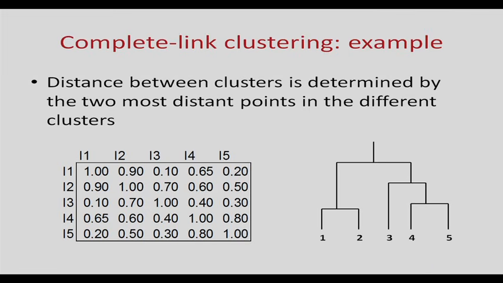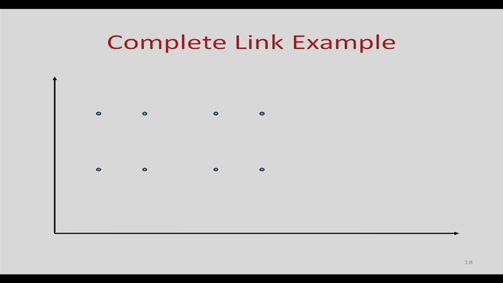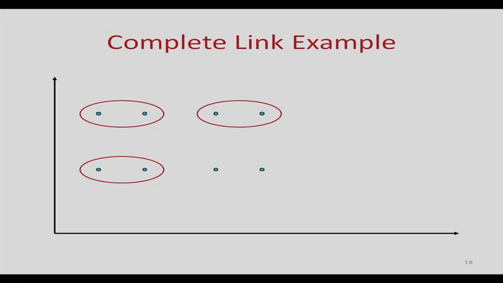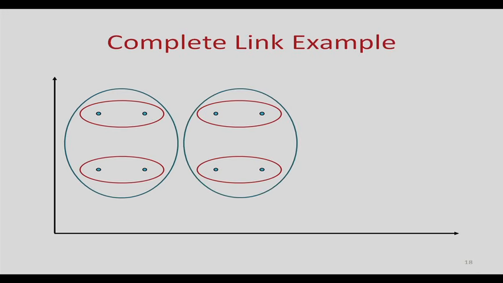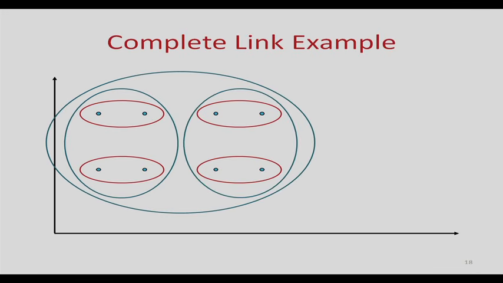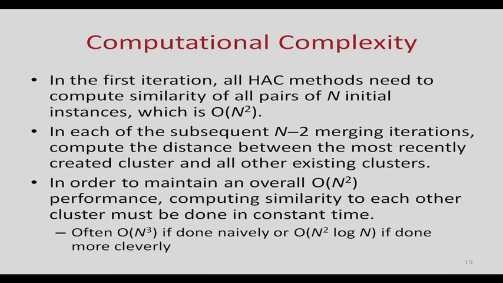Again, you have this matrix and you can apply complete link. On the same example as we saw before, we can show that when we apply complete link, these are the different steps that we get. We notice that here the clusters are more tight than what we get in the single link example.